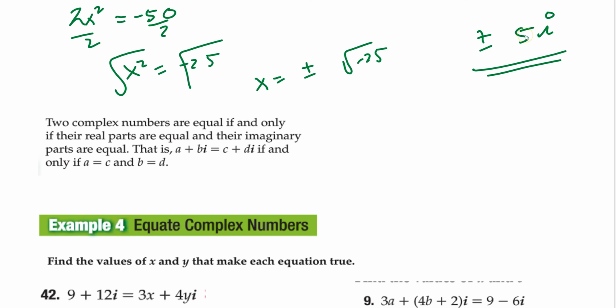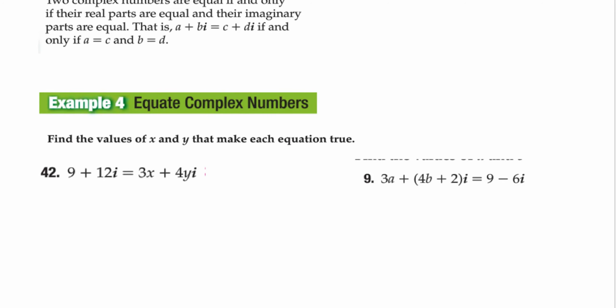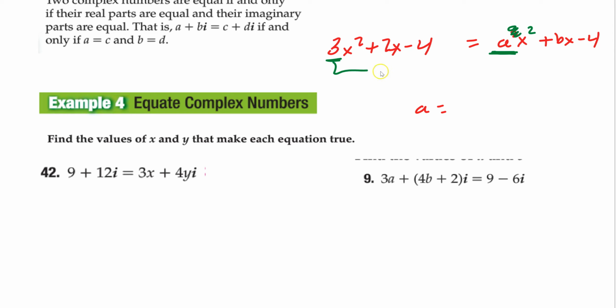Okay, very last thing. This is actually more of an SAT question I like to give you. So this is how I want to start this off. If I gave you 3x squared plus 2x minus 4, and I said that equals ax squared plus bx minus 4, and I asked you, hey, what is a? What you should say is, since these two things are equal, a is equal to the thing next to the x squared. So a has to be equal to 3.